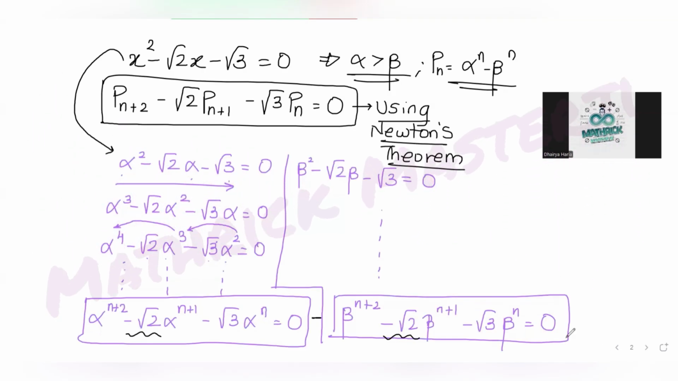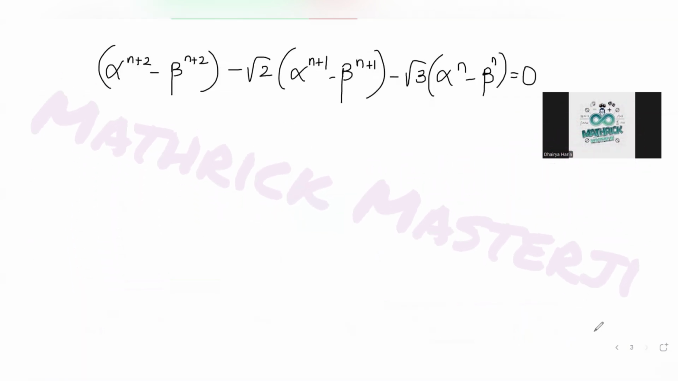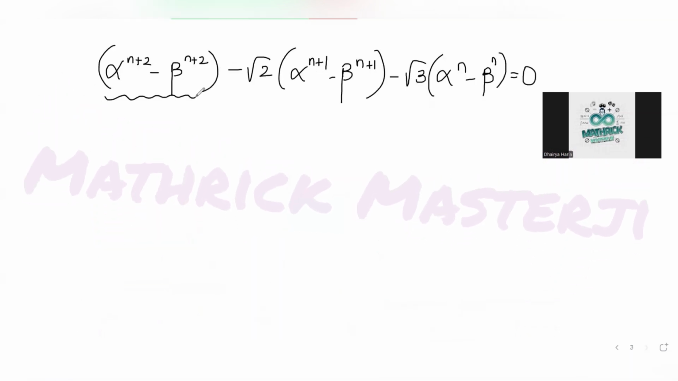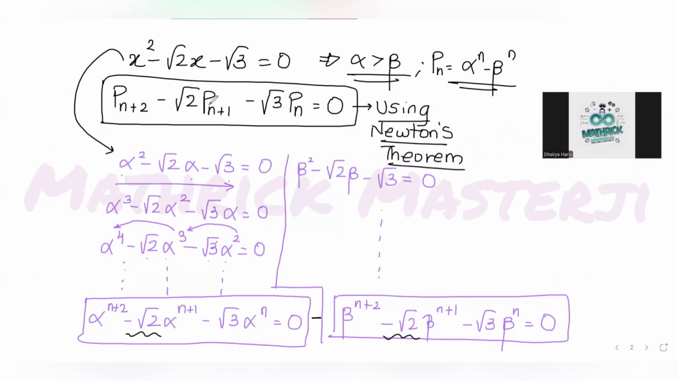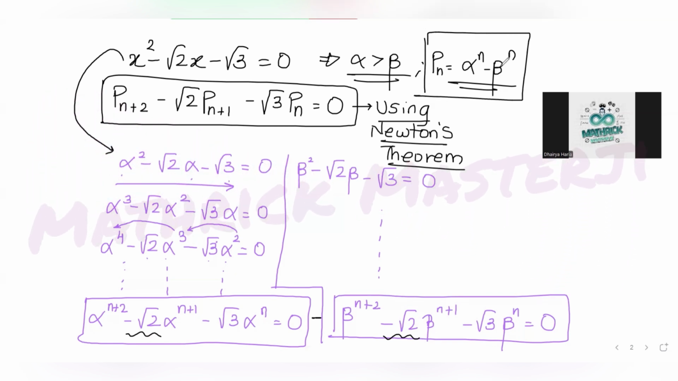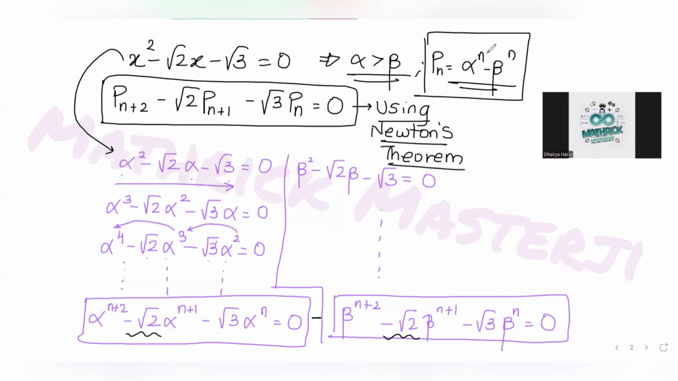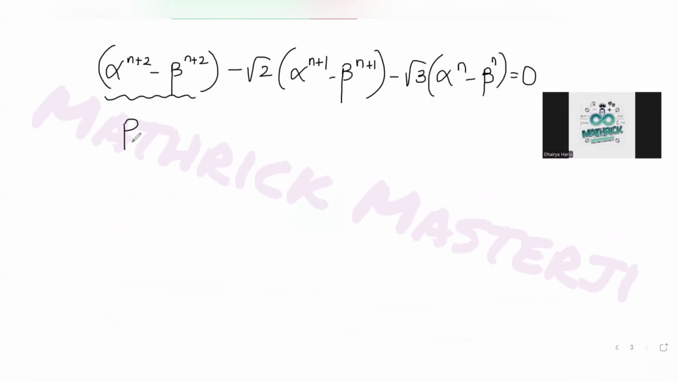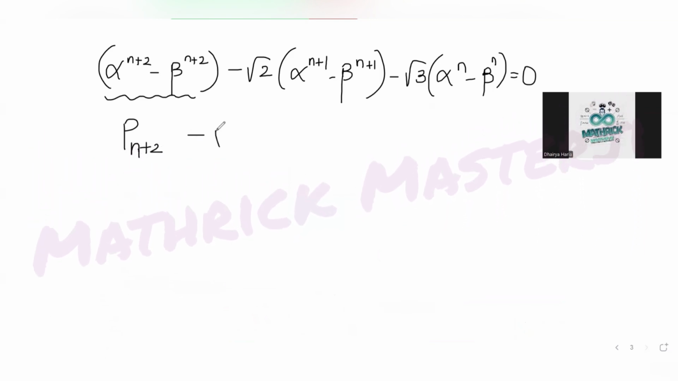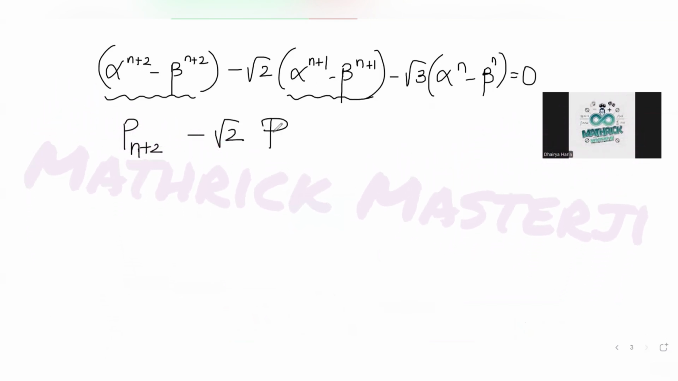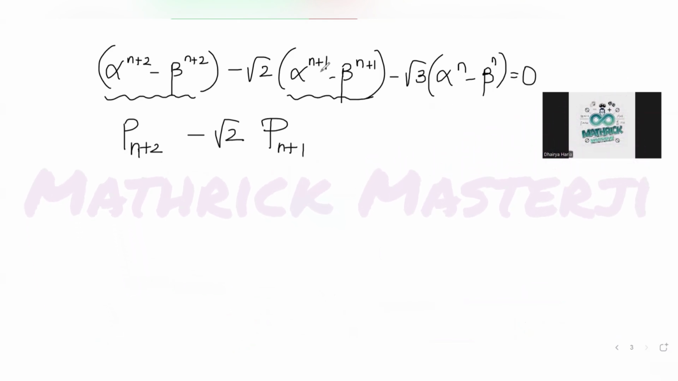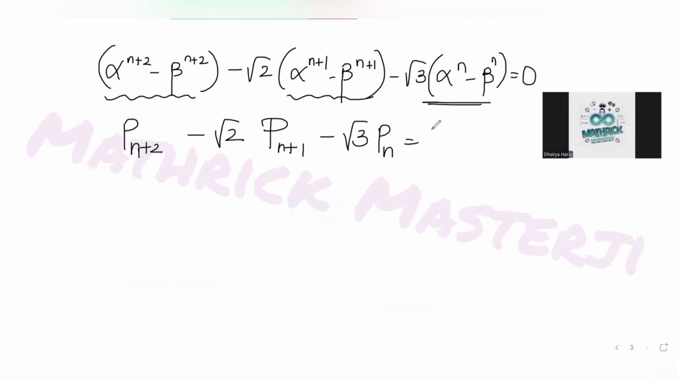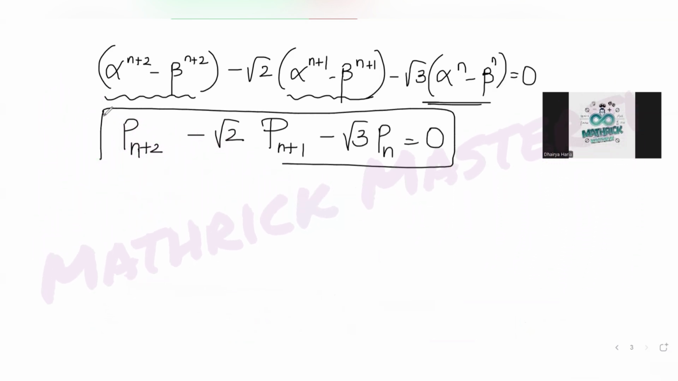Once I have this, because I've subtracted them, I can write alpha raised to n plus 2 minus beta raised to n plus 2. They have given me Pn denotes alpha raised to n minus beta raised to n. Similarly, n plus 2 here becomes Pn plus 2. So I get Pn plus 2 minus root 2, this directly becomes Pn plus 1, and alpha raised to n minus beta raised to n is directly Pn. So I get this form of the equation.